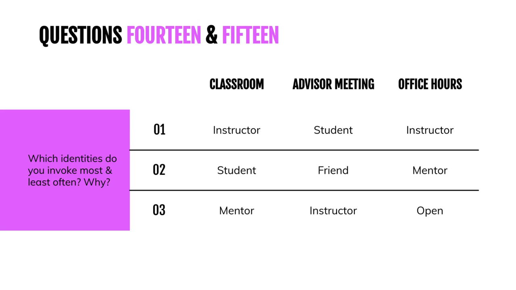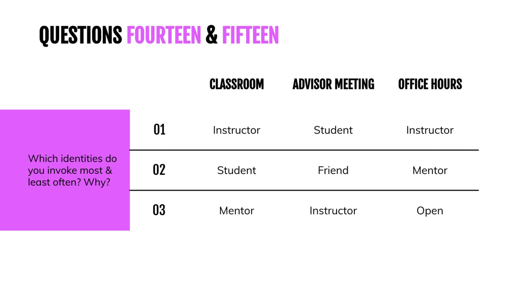It says the more salient an identity, the higher the probability of it being invoked in an interaction, especially interactions where the person has some agency and choice in terms of their behavior. So, which identities do you invoke most and least often? Why? Here again, I just use myself as an example, ranking the top three identities and their salience across situations. In the classroom, my most salient identity is that of an instructor, and then student, and then mentor.